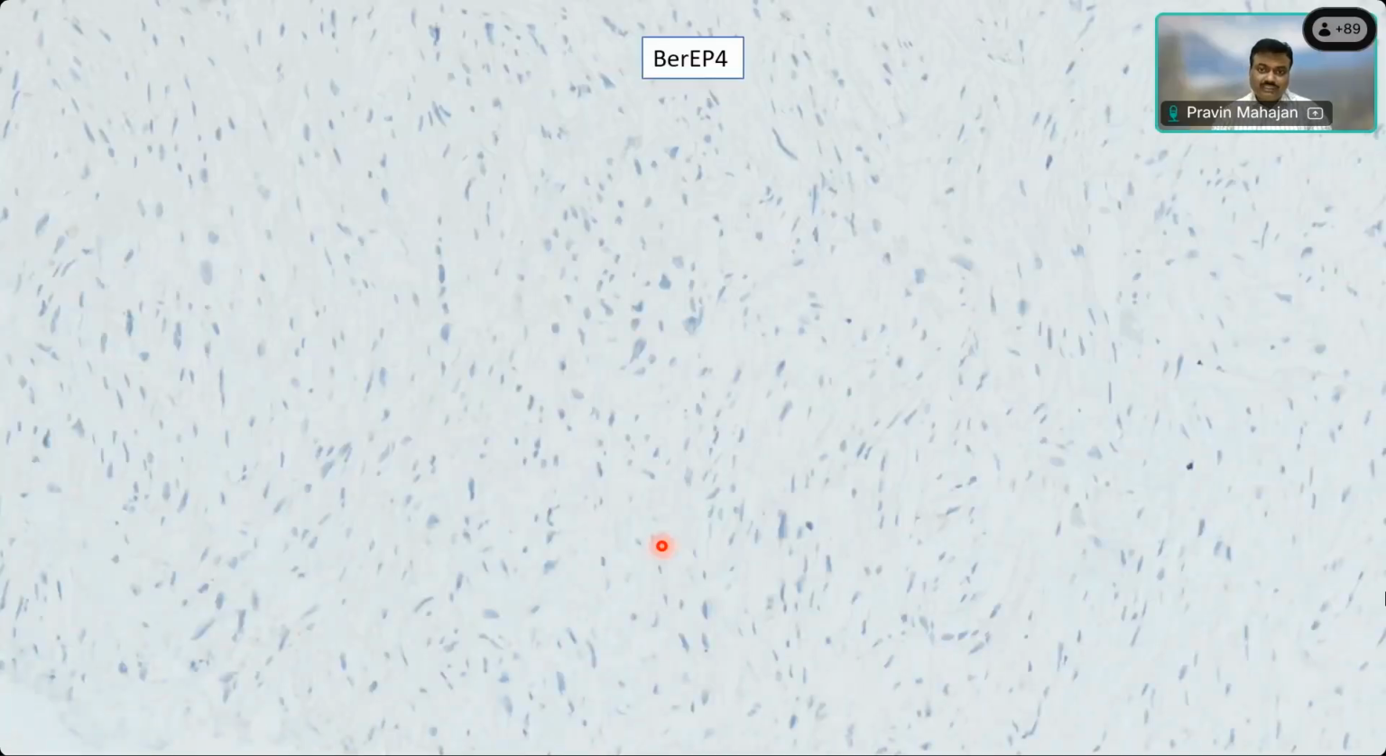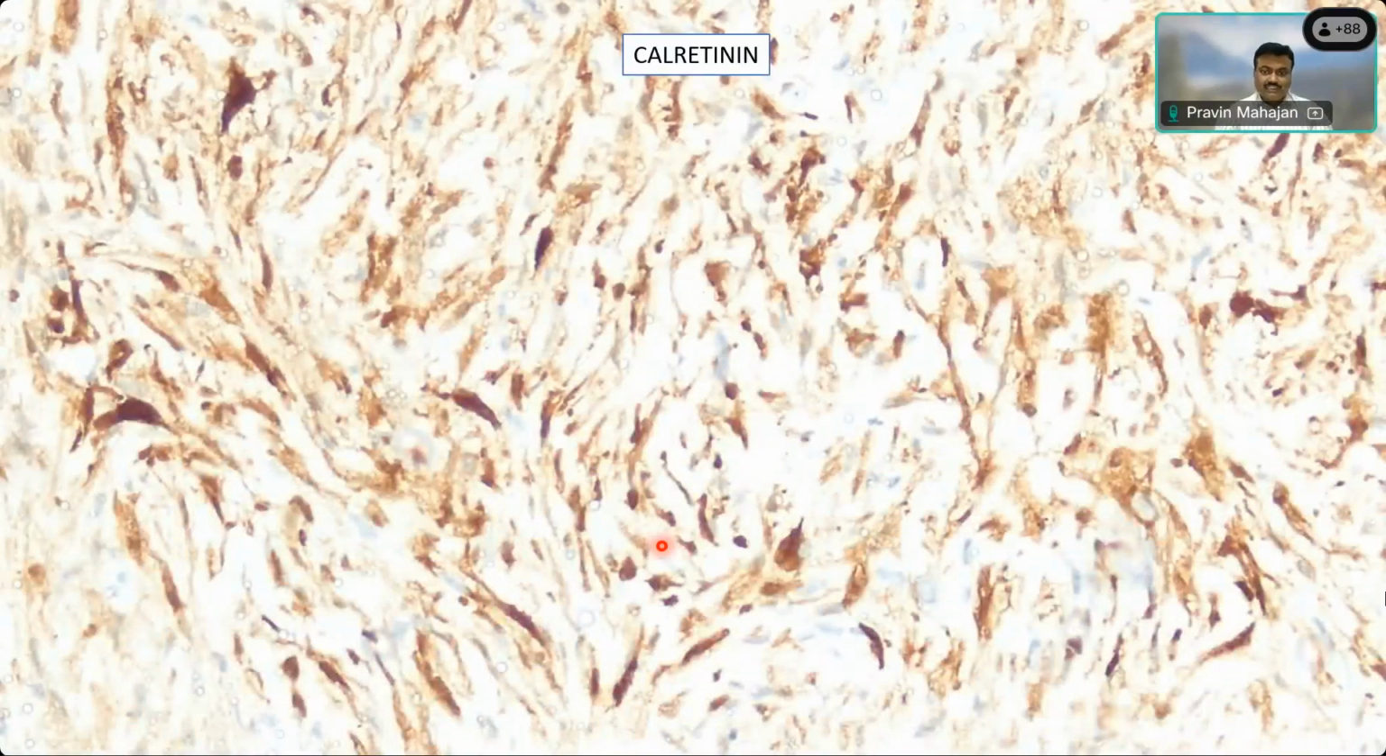Now BerEP4 is an epithelial marker, which you usually say comes positive only in carcinomas and not in mesotheliomas, but here it is negative. So to say it is carcinoma, it is negative. So could it still be a mesothelioma? Okay, so calretinin is positive. Calretinin is just like S100; you have to see not only cytoplasm but also nucleus. A good number of cells are also showing nuclear positivity. So calretinin is positive. It's one of the mesothelial markers.